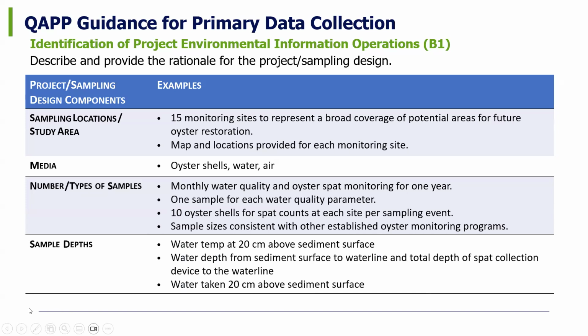And then also sample depths are good to include. So in this case, they're taking water temperature and water quality samples 20 centimeters above the sediment surface. And then they're also measuring water depth from the sediment surface to the water line and total depth of the spat collection device to the water line.